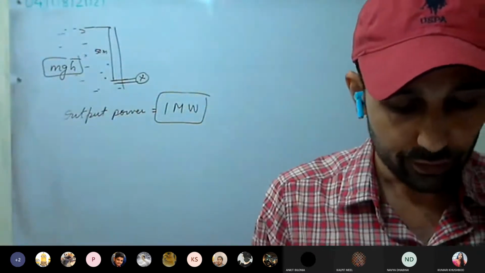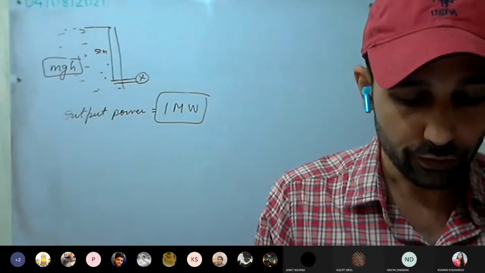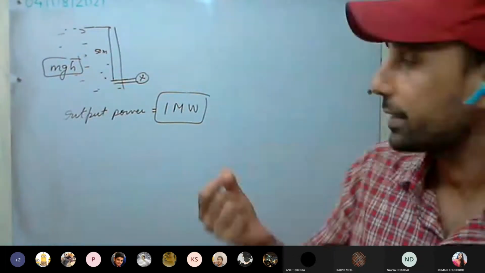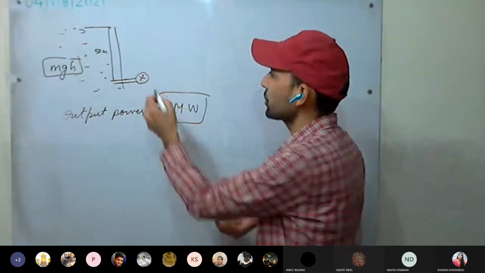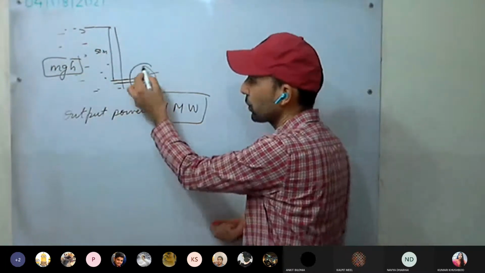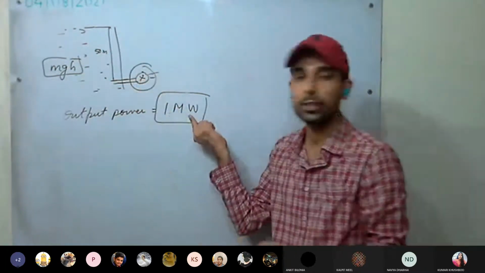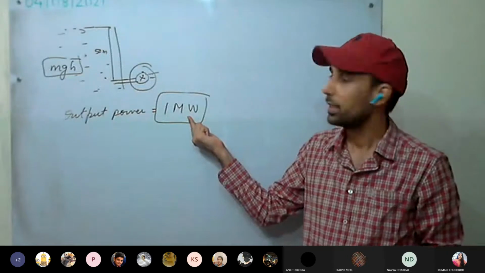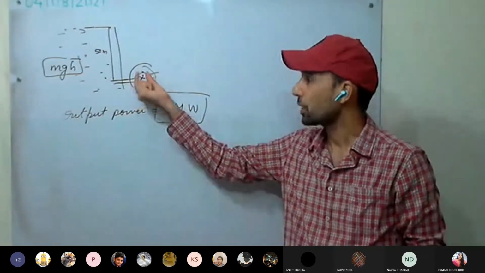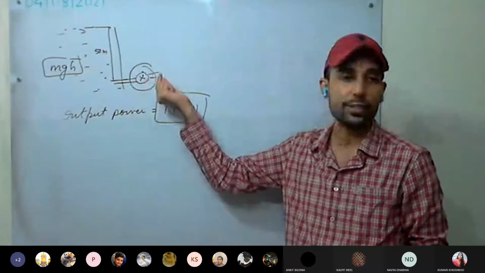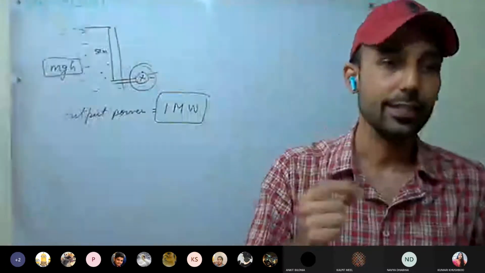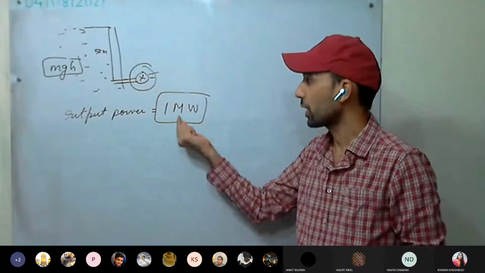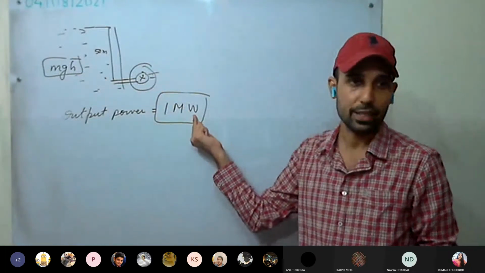So what we have to calculate is the mass of the water which must flow through the turbine each second. Each second, how much mass of the water must flow through the turbine to produce this much power. This is the question: how much mass of the water must flow each second through the turbine so that the output power is 1 megawatt.